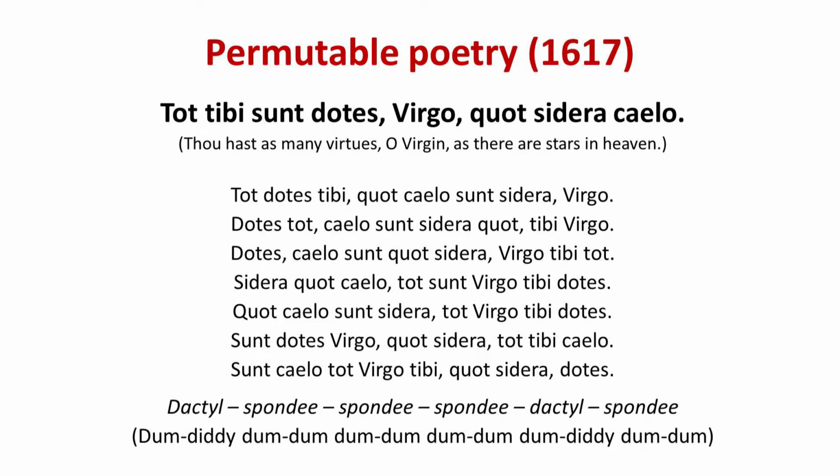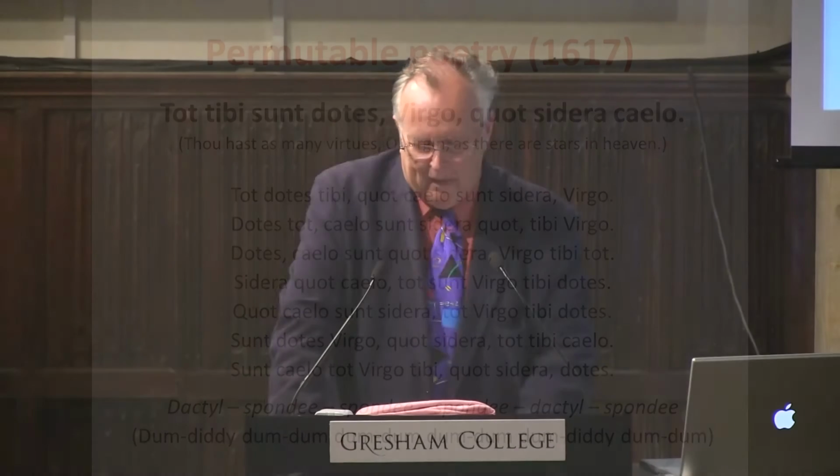So, for example, the main one is tot tibi sunt dotes Virgo quod sidera celo. And you can go through all of these if you like, ending up with sunt celo tot Virgo tibi quod sidera dotes, and so on. Putianus then wrote out as many as 1,022 of these rhythmic permutations, apparently choosing this number because there were 1,022 visible stars in Ptolemy's star catalogue.